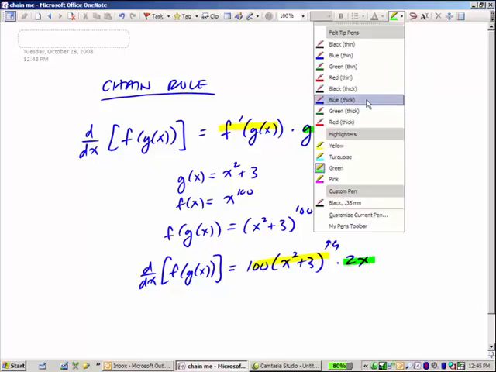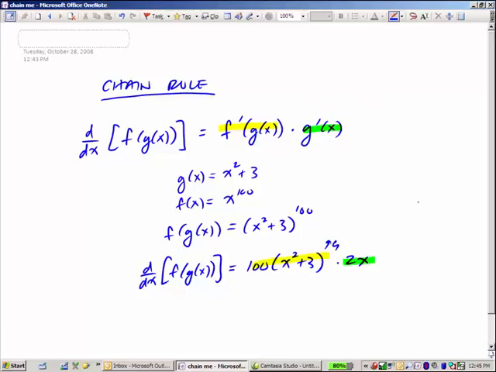Sometimes we refer to these functions as inner and outer functions. g of x is the inner function. Do you see how x squared plus 3 is sort of inside? It's what you do to x first. If I said, here's a rule, what do you do to x first? Square it and add 3. That's the first thing you do. Then what do you do to it? After you square it and add 3, what do you do?